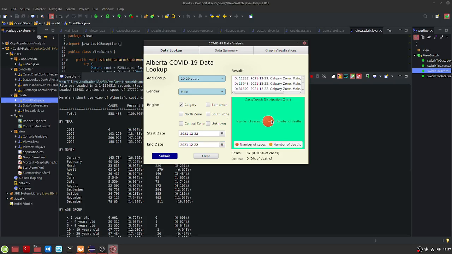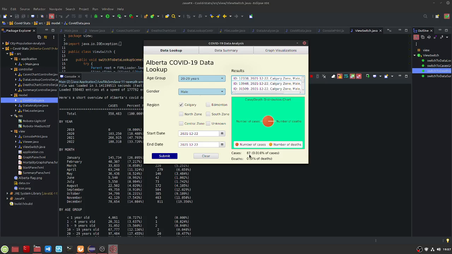As you can see, we created a little pie chart that has the number of deaths versus the number of cases within the specific parameters that you gave. So obviously being 20 to 29 years old and male and Calgary, all of that. For this specific day, nobody died, thank God. So the distribution is obviously 100% to 0%.